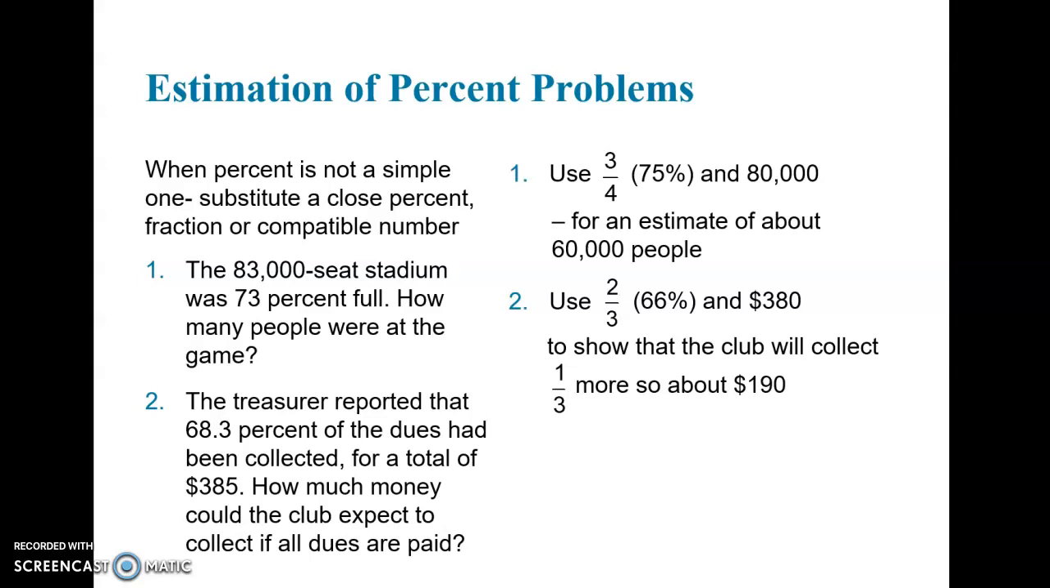83,000 seats in a stadium, 73% filled. How many people were at the game? Instead of using 83,000, you can use 80,000. Instead of 73%, you could use 3/4 or 75%.